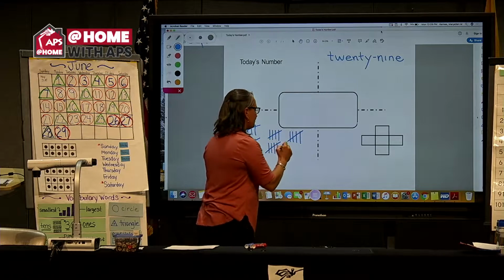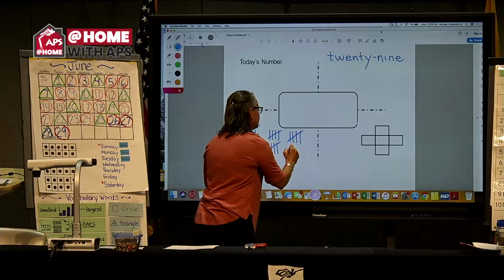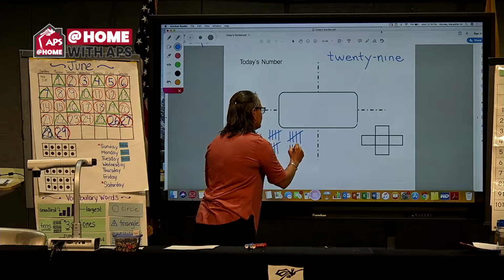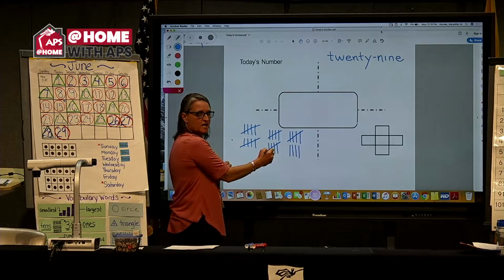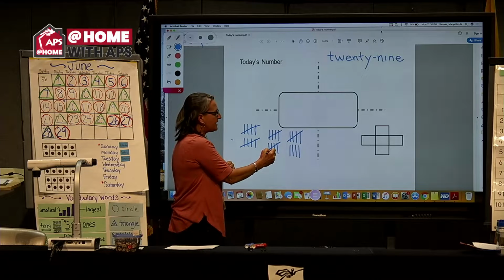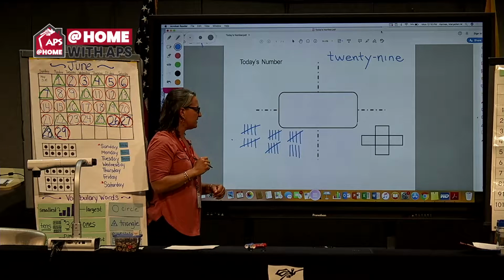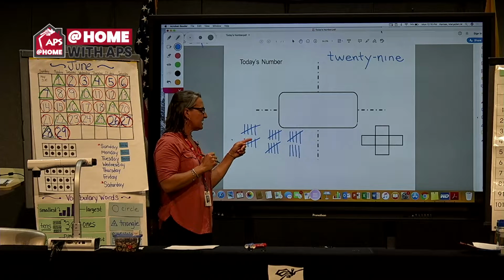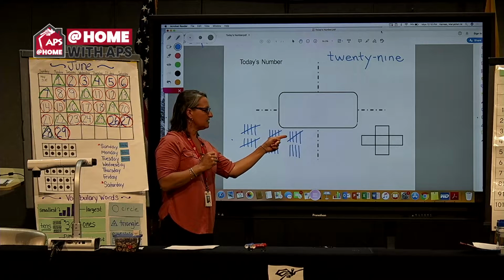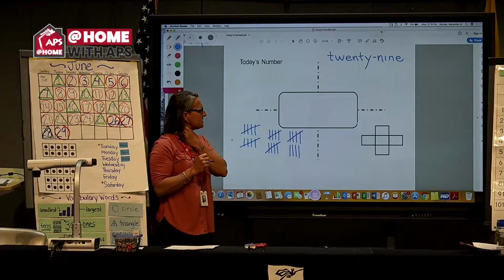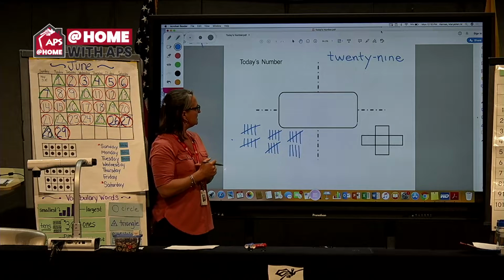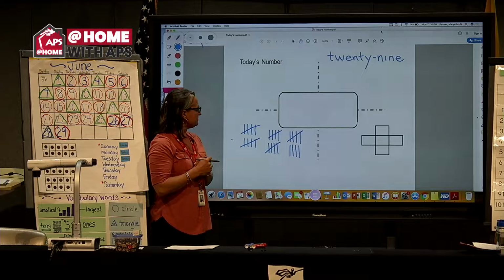Now we need to get to 29. 26, 27, 28, 29. Do I put a slash across? No, I don't do that until I get a 5. And here we have 5, 10, 15, 20, 25, 26, 27, 28, 29. Not quite another 5. What's another way that we could represent 29?